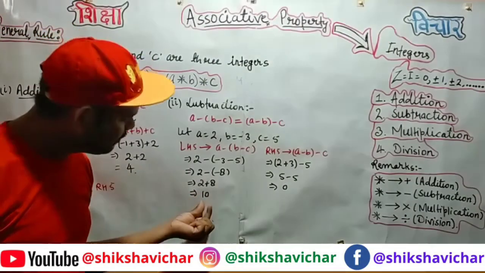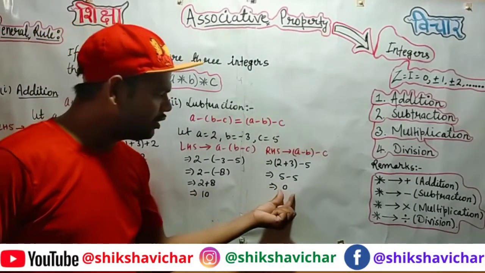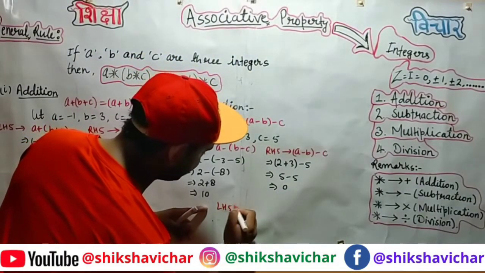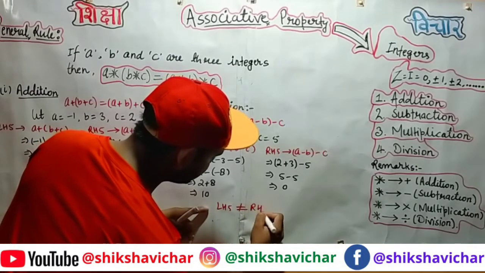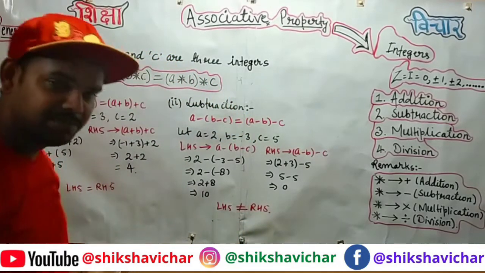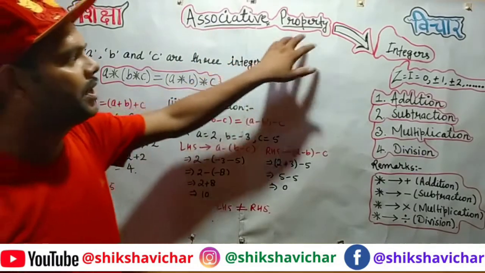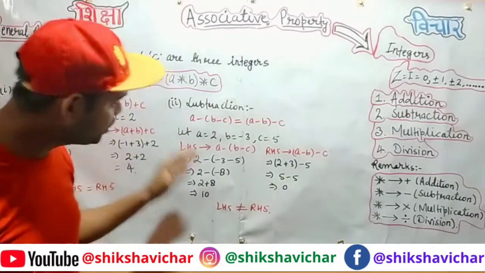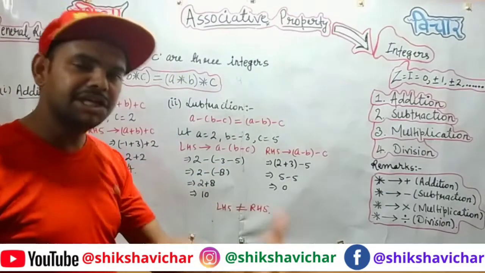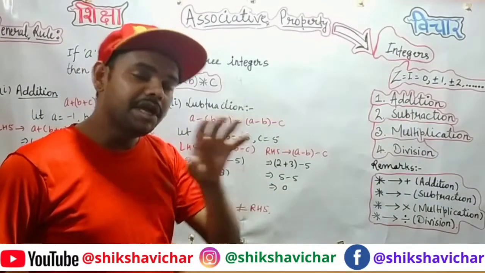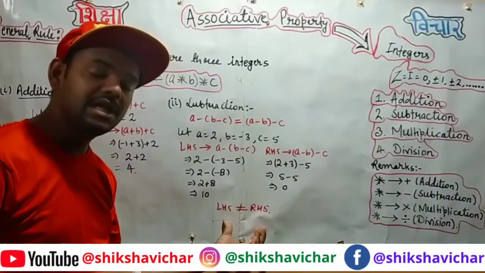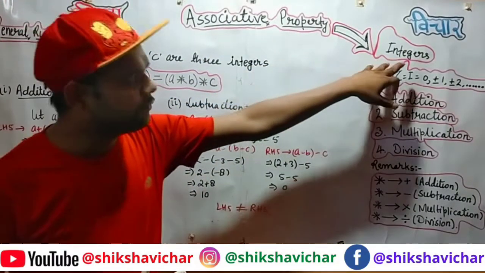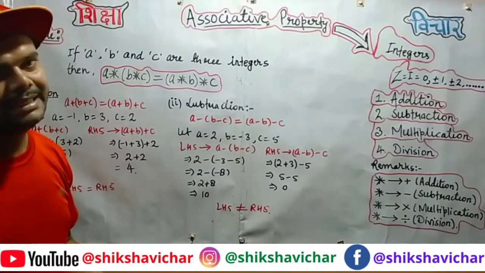What do we observe? We observe that the value of the left hand side is 10 and the value of the right hand side is 0. Then it means that the left hand side is not equal to the right hand side. What does it mean? It means that the associative property for integers with respect to subtraction is not satisfied. We took these numbers, you can take other numbers from this set called integers, and you will see this kind of result. Means left side would not be equal to the right side. So we can say that the associative property for integers over subtraction is not satisfied.